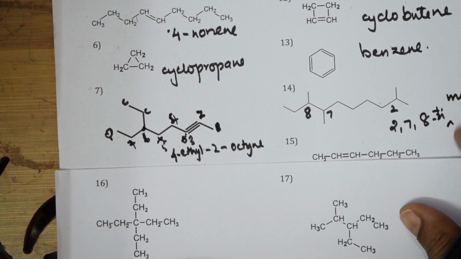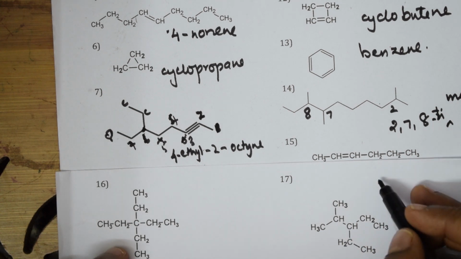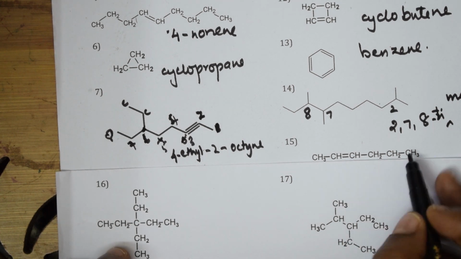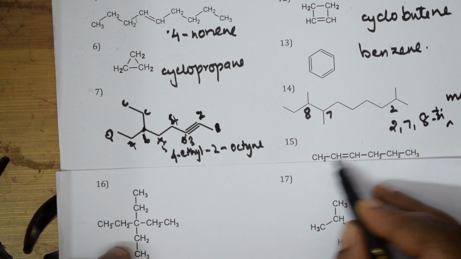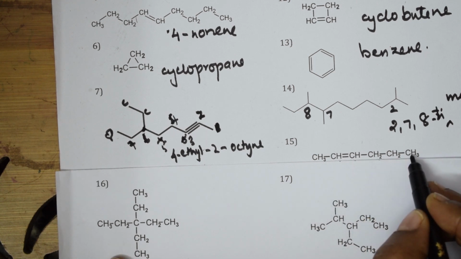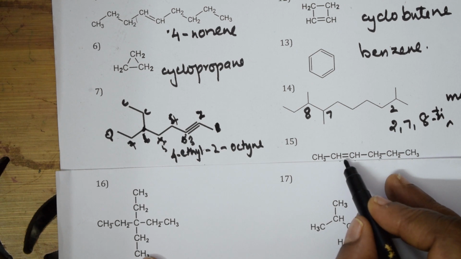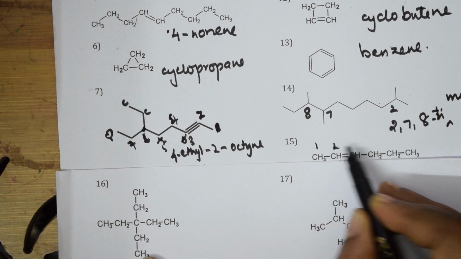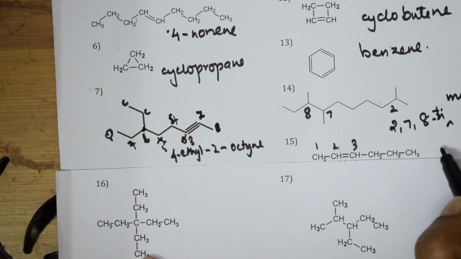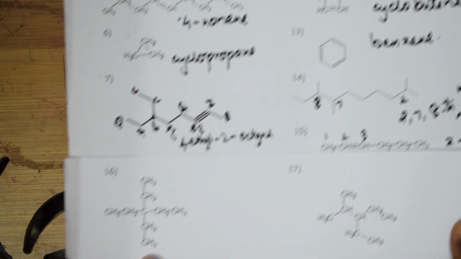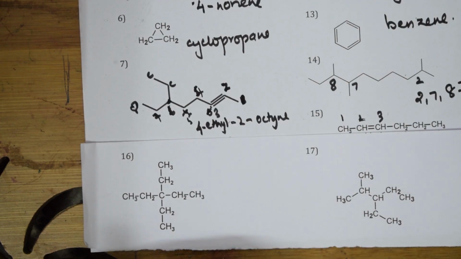Right. Suppose, okay, here the 15th question. Simple, direct, it is 1, 2, 3, 4, 5, 6. All are the same, but there is a double bond. The double bond should get the minimum number. So start numbering from here, 1, 2, 3. So it is 2-hexene. Done. Now let me move the paper ahead so that the 16th and 17th also are clear.